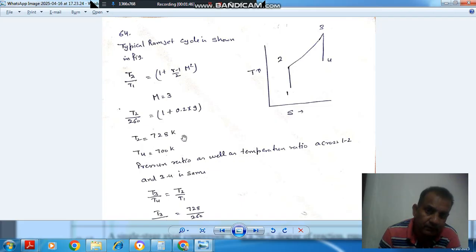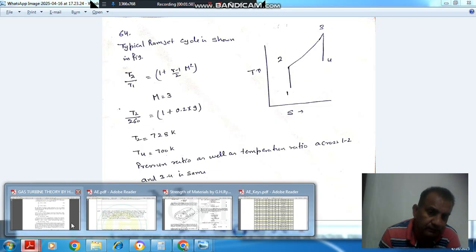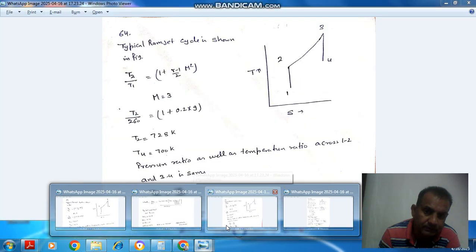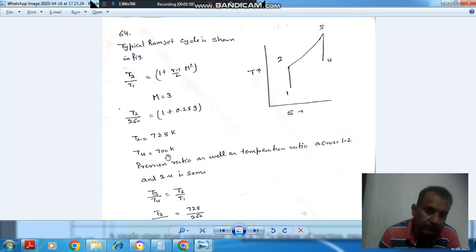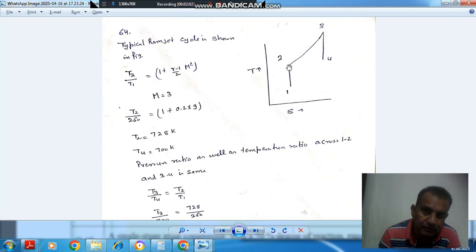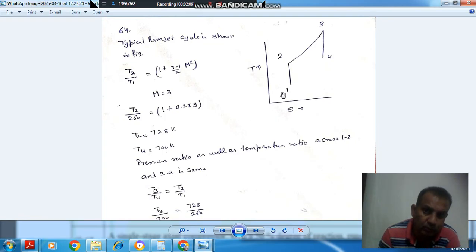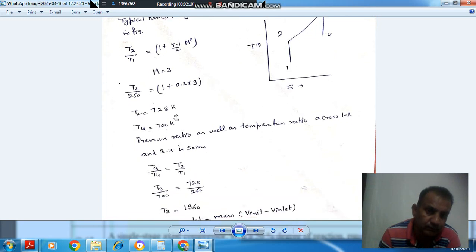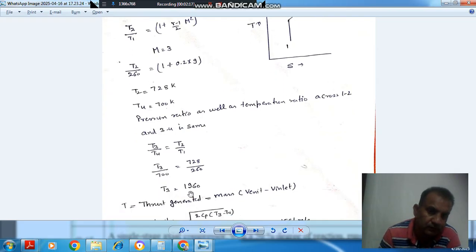And T4 is given here: the exit temperature of exhaust gas is 700 Kelvin, so T4 is 700 Kelvin. As the pressure ratio across 1-2 and 3-4 is the same, T2 by T1 will be equal to T3 by T4. T2 we have calculated, T1 is known, T4 is known, so we can calculate T3. So T3 comes as 1960 Kelvin.